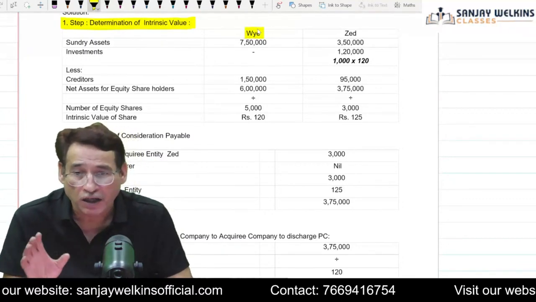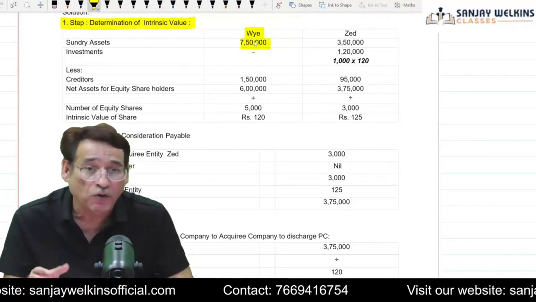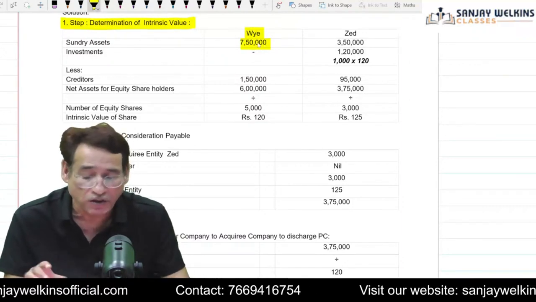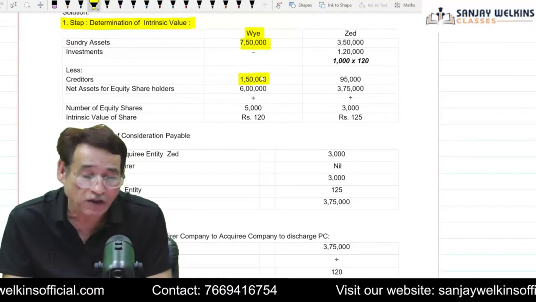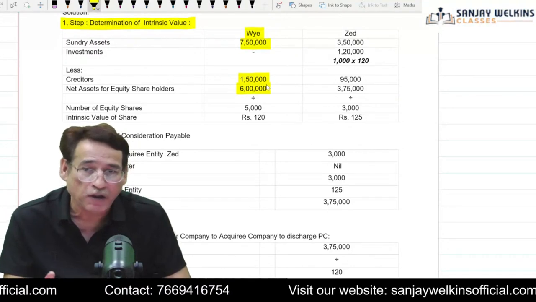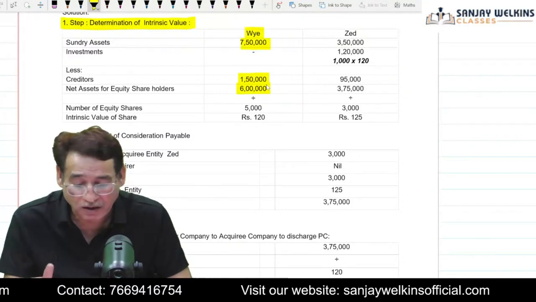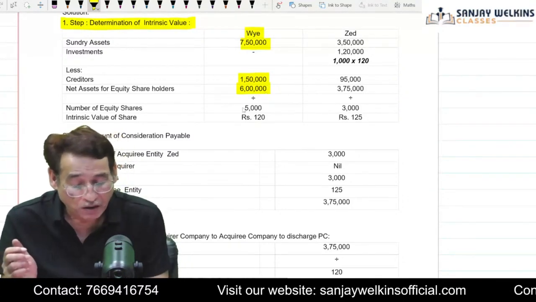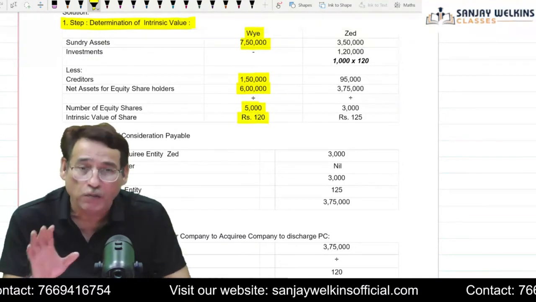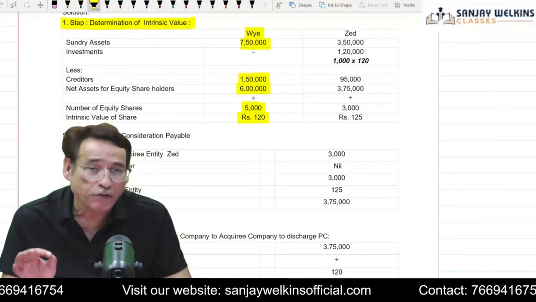Correct. Right. So we find that, and in order to compute the intrinsic value of shares, you know the procedure. We will take into account sundry assets. Only sundry assets are there of the purchasing company. And then only one liability is there, 1,50,000. So net assets, because there is no preference share capital, will be considered as net assets for equity shareholders, divided by the number of equity shares, which we have already seen, 5,000. So intrinsic value will be equal to 120. Correct. Now you know the intrinsic value of share of Y Limited.